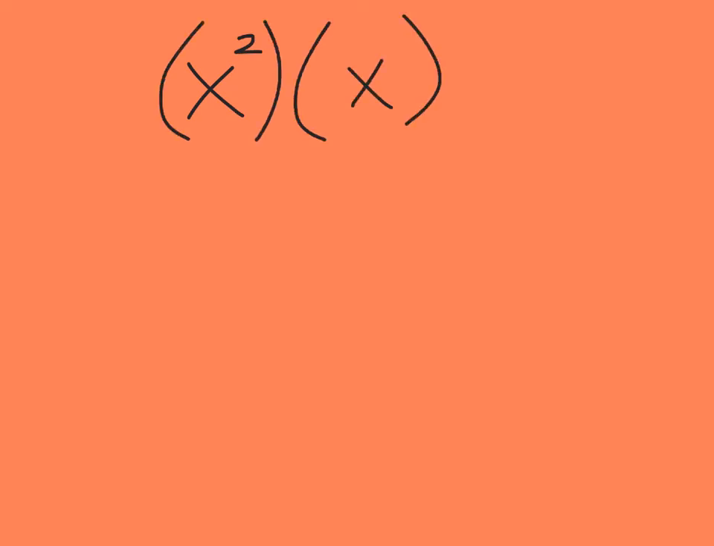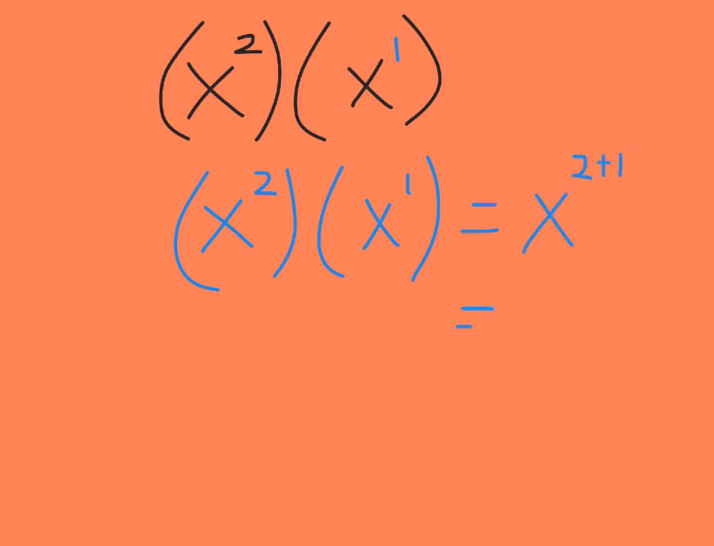Why do we need to know this? Well, let's say for example, we have x to the power of 2 multiplied by x. Okay, so we know that that x has an imaginary 1 here. So that when we multiply both of these together, x to the power of 2 multiplied by x to the power of 1, we add the powers, which gives me x to the power of 3.